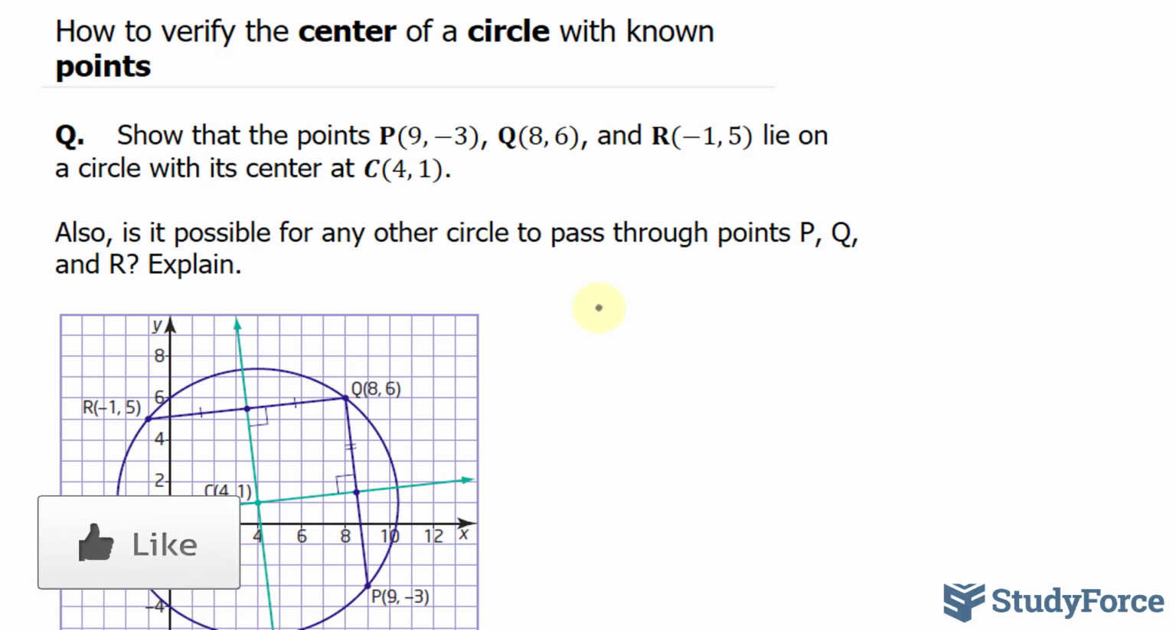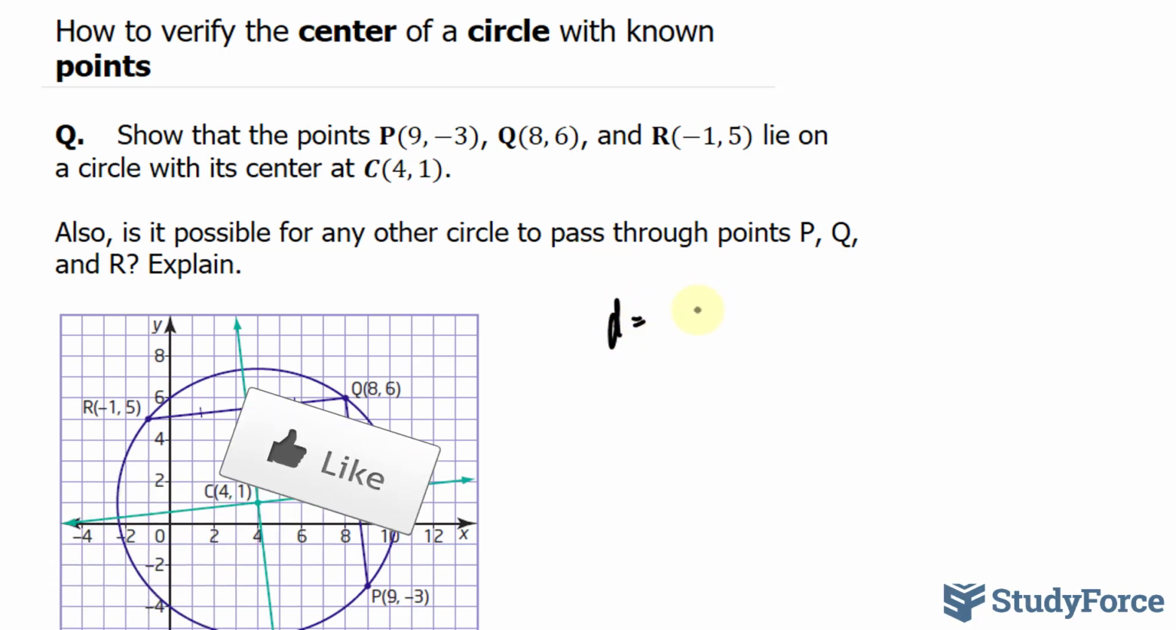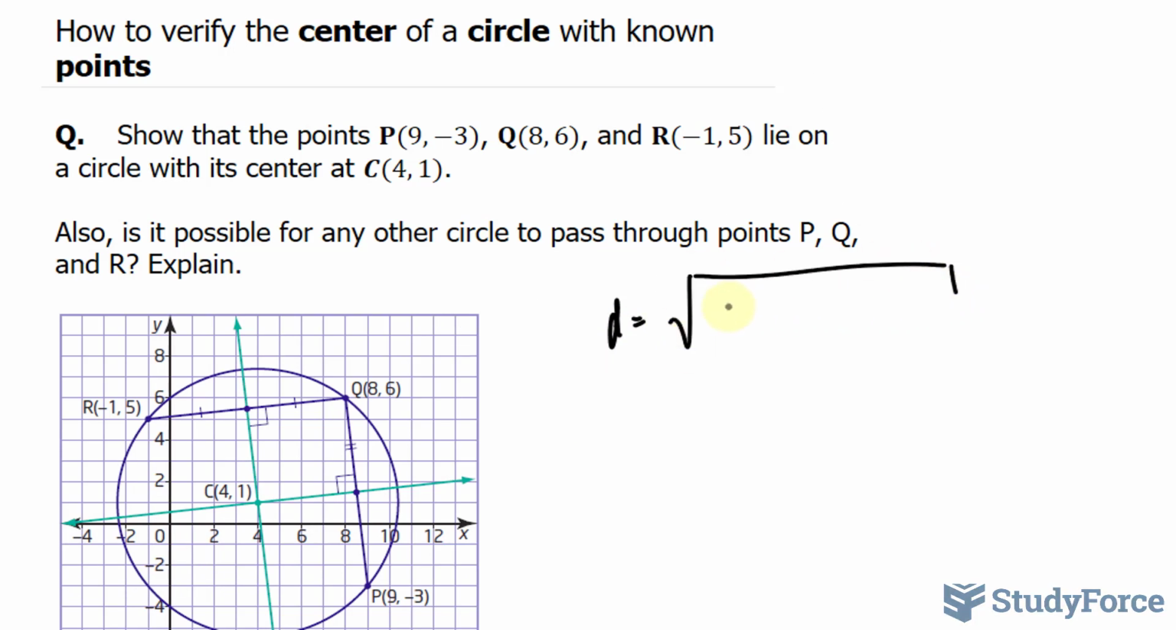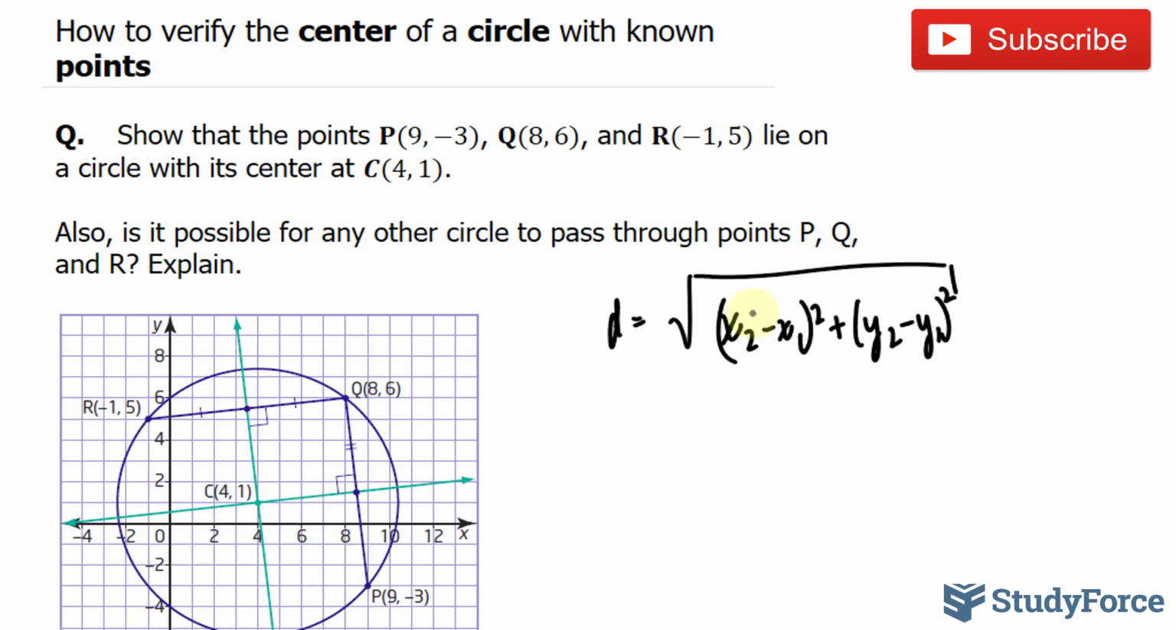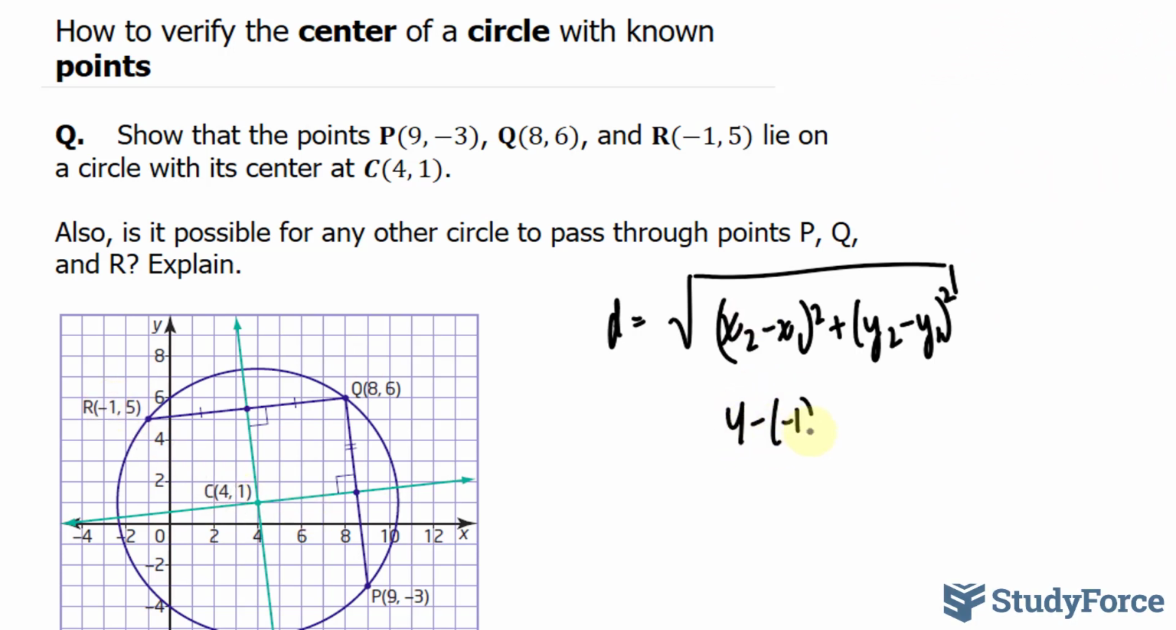We'll need to use the distance formula, which looks like this. D is equal to the square root of the difference of the x coordinates squared plus the difference of the y coordinates, also squared. I'll show you how to do R and C, and the same method can be applied for the other two. So let's call this x2 and this x1.